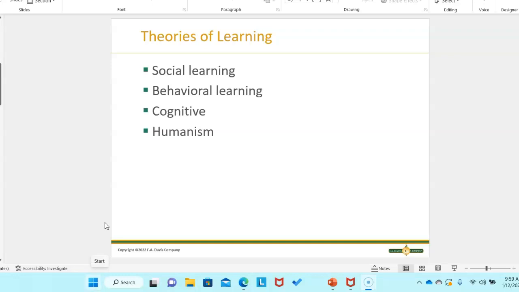Humanism emphasizes the learner's active participation and responsibility in the learning process. Learning is thought of as self-motivated, self-initiated, and self-evaluated, and its purpose is self-development and achievement of the learner's full potential.